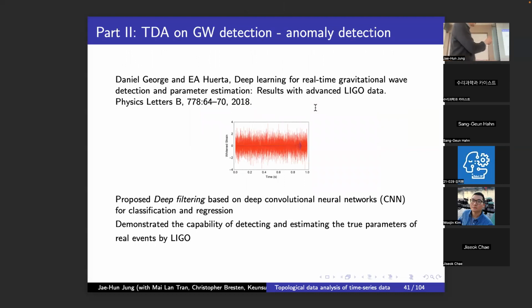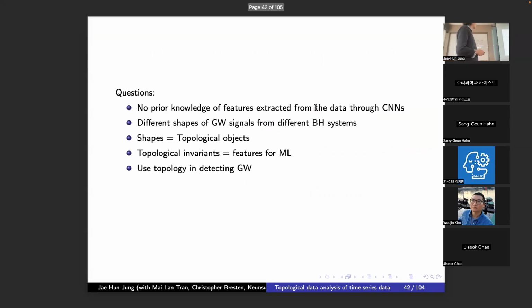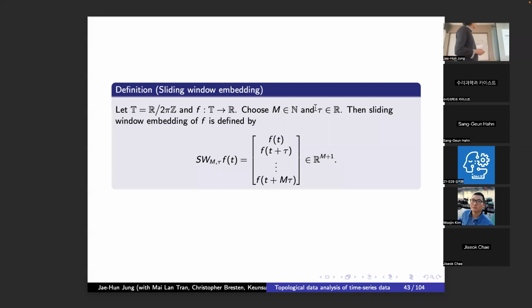So this is the gravitational wave detection problem. I'm going to skip, but I have to explain. For this gravitational wave detection problem, we use a different embedding, the time sliding window embedding. This is the definition of a sliding window embedding. So f(t) is given, and using two parameters m and tau, f(t) is mapped to the vector in R^(m+1). So this is sliding window embedding.